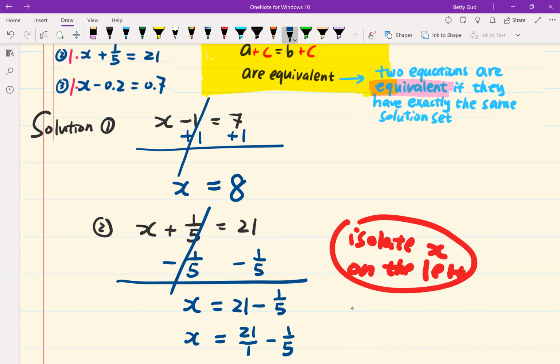Okay, what is 21 over 1 minus 1 over 5? Lauren, do you have the answer?